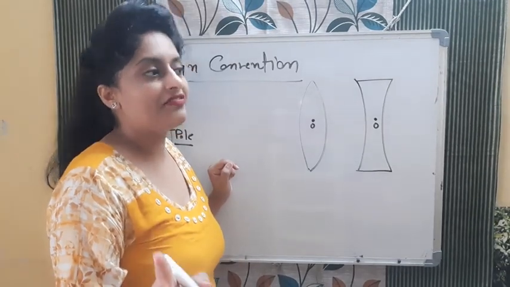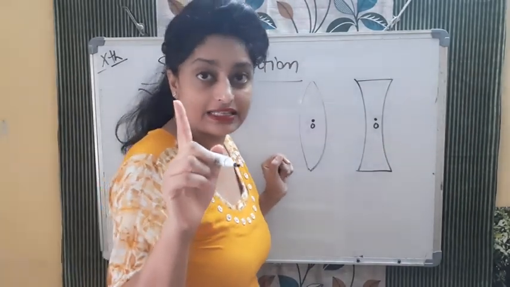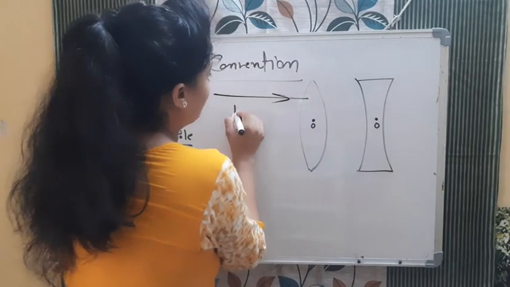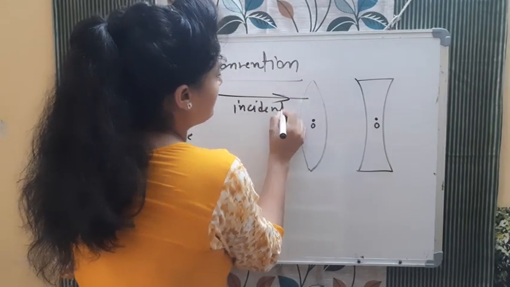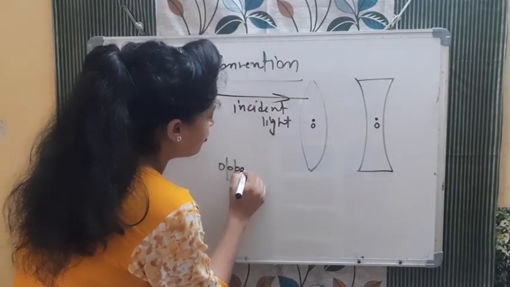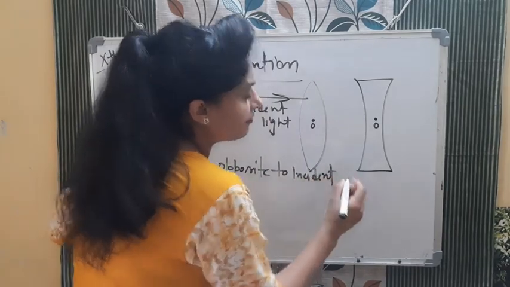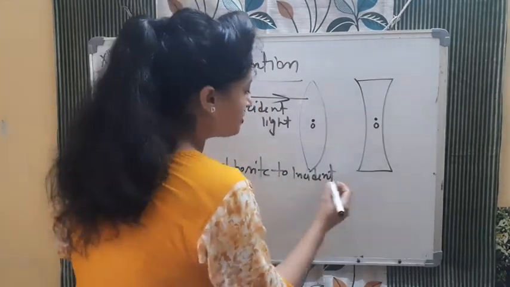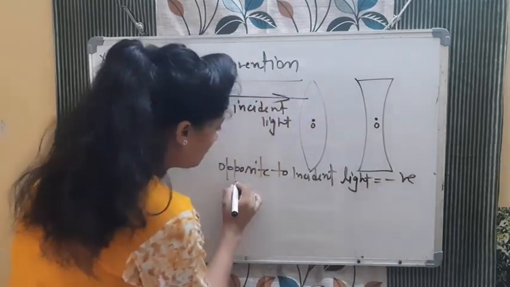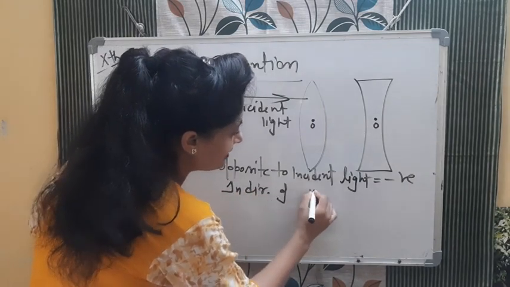Again, sign convention. If you are going in the direction of the incident light, you will take the sign as positive. The object is on the left, and the incident light travels from there. If you are going opposite to the incident light, whether it is focal length, u or v, the sign will be negative. And if you are going in the same direction as the incident light, the sign will be positive.